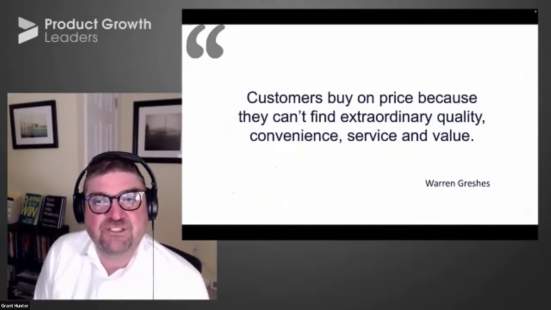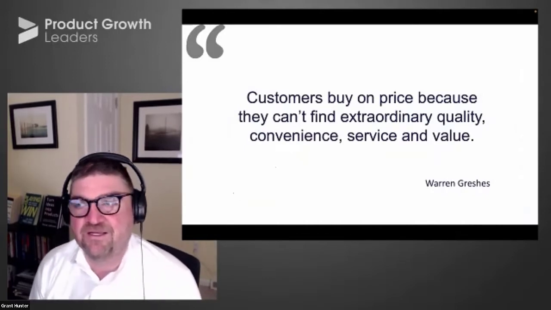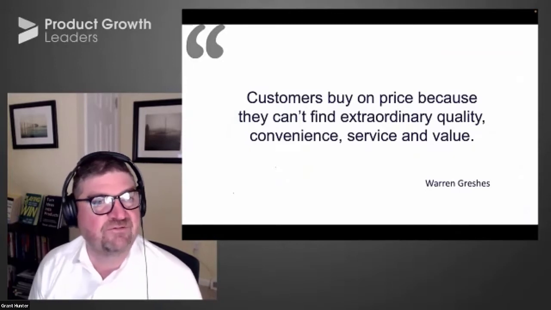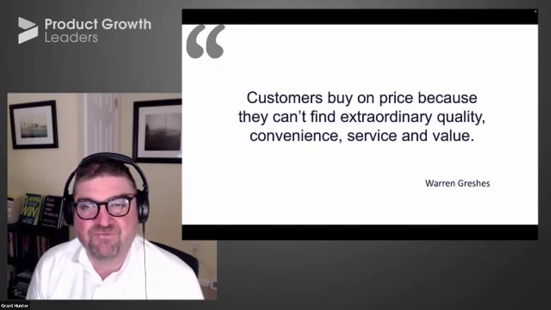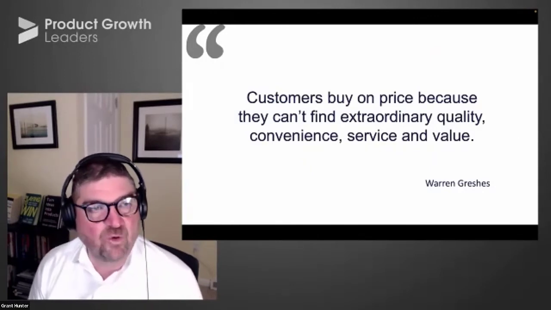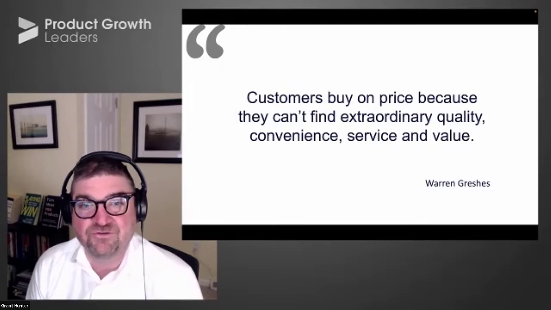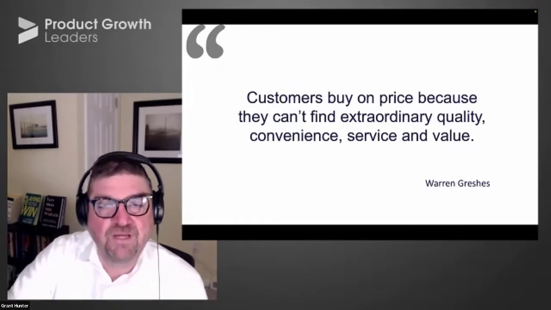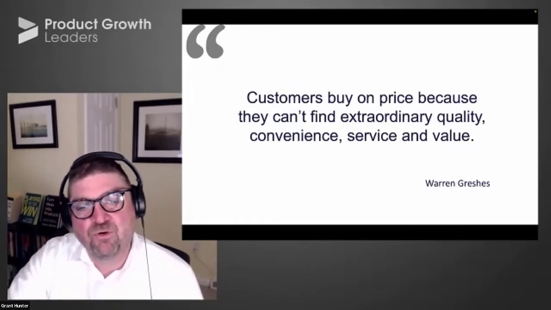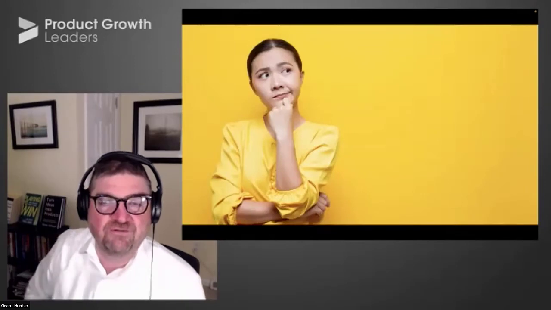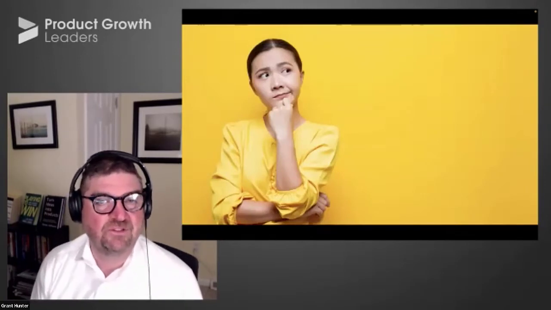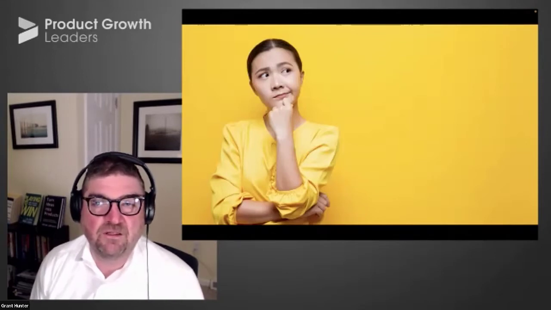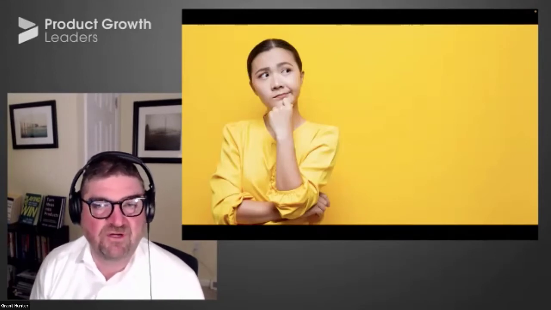And the reality is customers buy on price only because they can't find extraordinary quality, convenience, service, and value. It is product management's job and product marketing's job to focus on your differentiation, be it quality, convenience, service, or something else, and the value you deliver to the customer. And so let's dig into those two aspects, the differentiation, or more so the value, right? As you look at value, it's key for us to look at perceived value, with an emphasis on perceived.